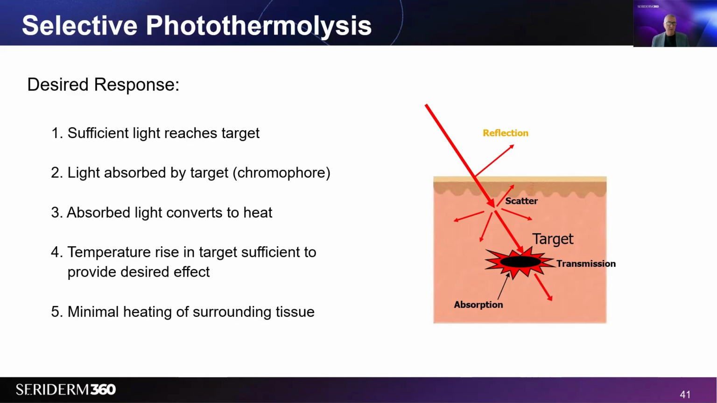So we need sufficient light to reach the target. The light gets absorbed by the target, which we refer to as a chromophore. The absorbed light converts to heat, and that temperature rise then is sufficient to provide the desired effect. So generally for hair removal, we look at raising the temperature 75 degrees. It would be the same for blood vessels. So we get that temperature rise, and then we've got to keep it there long enough to create the clinical effect. Now, if we get the parameters right, we can, as we said, maximize the clinical effect and minimize the risk of side effects.